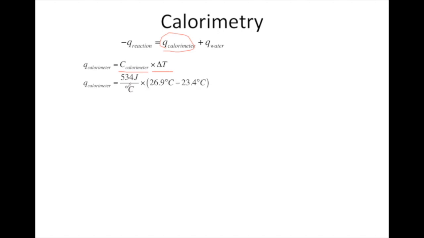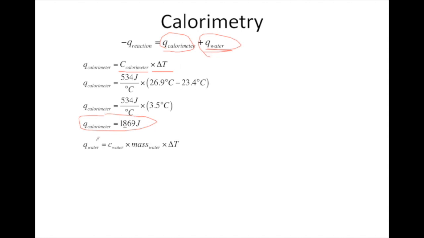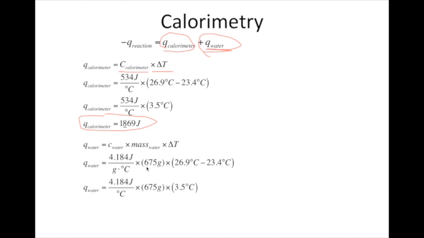Okay, I've got the heat capacity of my calorimeter, the change in temp. So I can solve that, and I've got the heat absorbed, so it's positive, by the calorimeter. Okay. Now I want to figure out how much heat was absorbed by the water. For the water, we're given the specific heat of water, mass, and change in temp. So we plug in the data from our question. We solve for Q of the water, and we get this number. This amount of heat was absorbed by the water. So now we just have to add these two together. Notice I've kept track of my sig figs as I've gone.